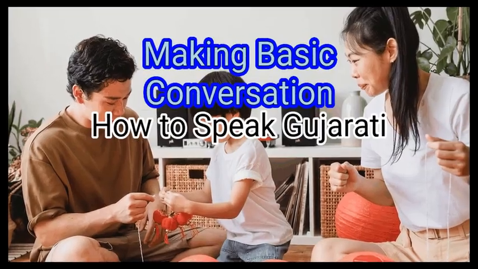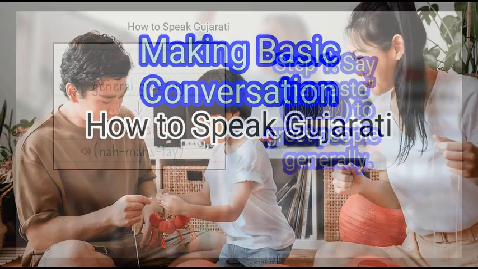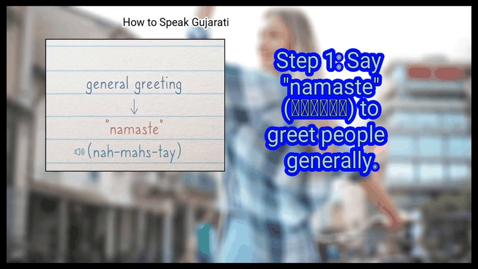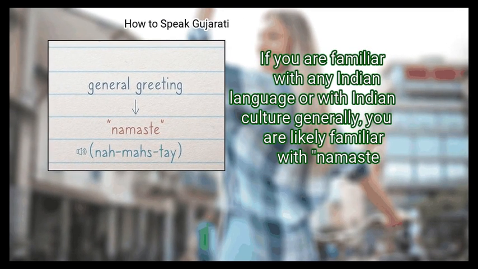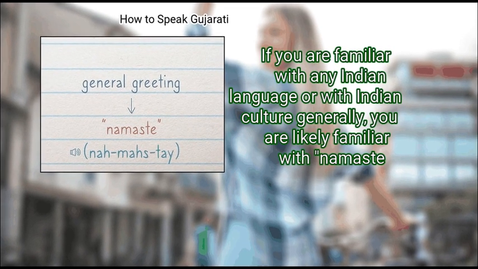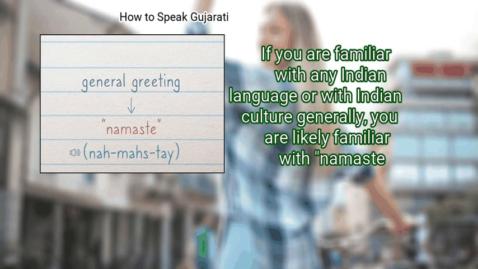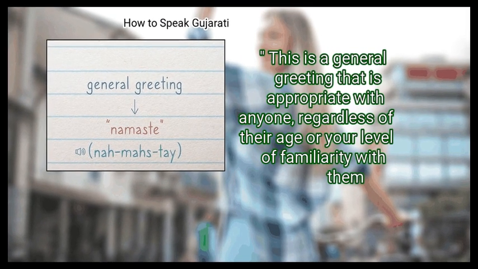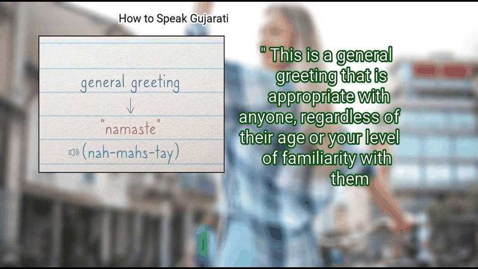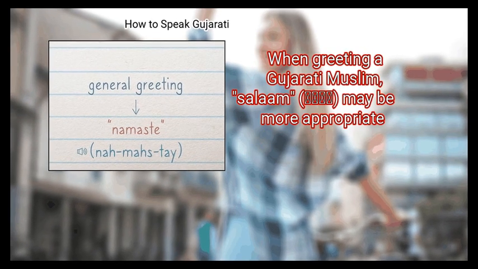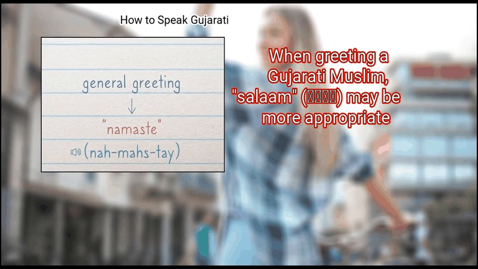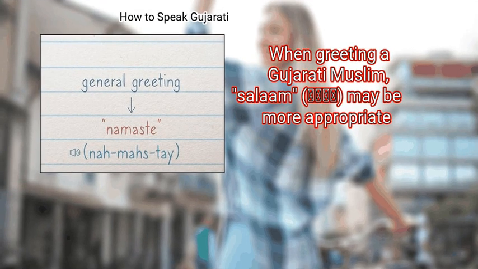Method 2. Making basic conversation. First, say Namaste, Namaste to greet people generally. If you are familiar with any Indian language or with Indian culture generally, you are likely familiar with Namaste. This is a general greeting that is appropriate with anyone, regardless of their age or your level of familiarity with them. When greeting a Gujarati Muslim, Salam, Salama, may be more appropriate.